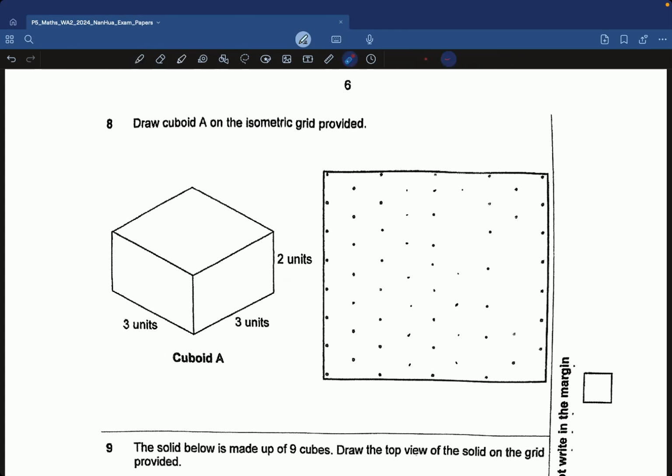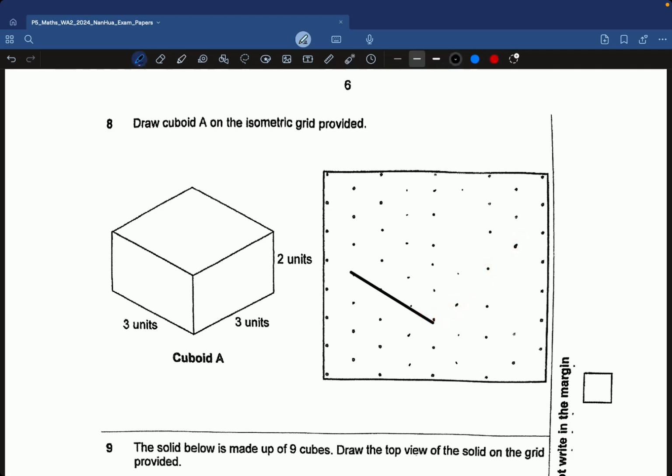So for 3 units, you probably need 4 dots. So 1, 2, 3, 4. What you can do is draw one straight line down, 3 units. Then at the same time, you also need another 3 units over here. That means 4 dots. So 1 dot, 2 dot, 3 dot, and 4 dots, right?